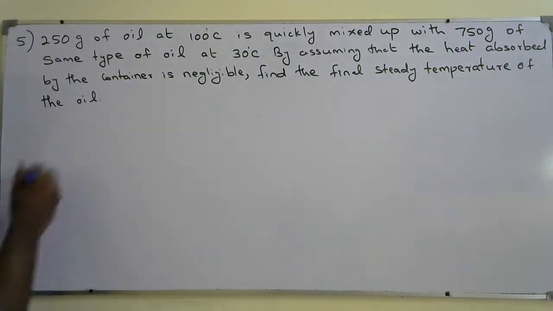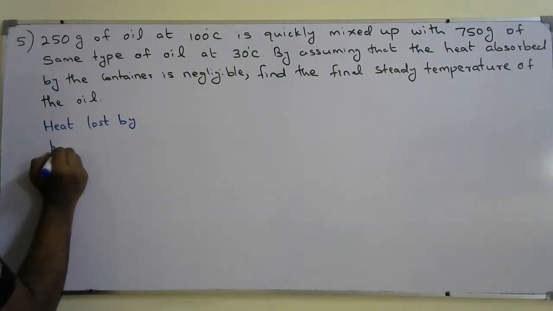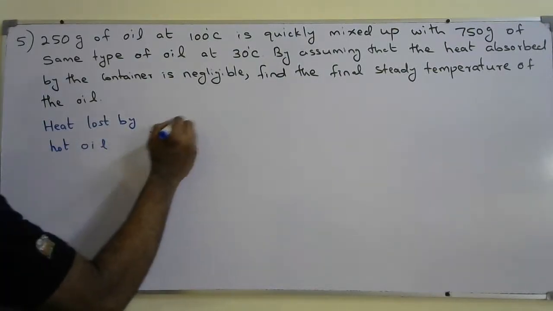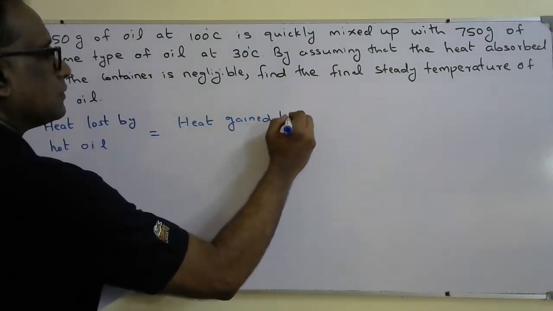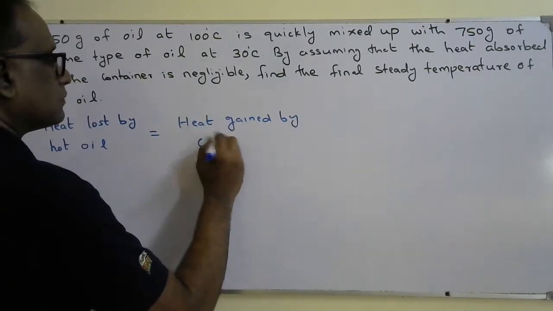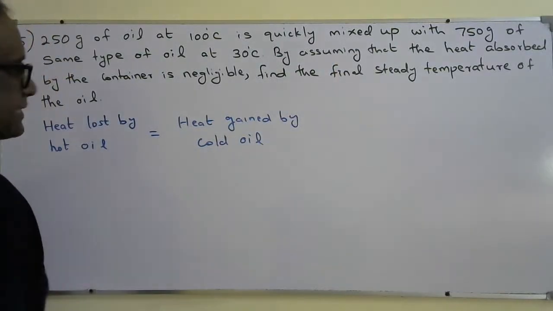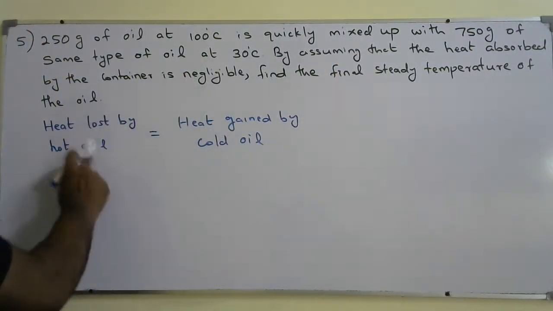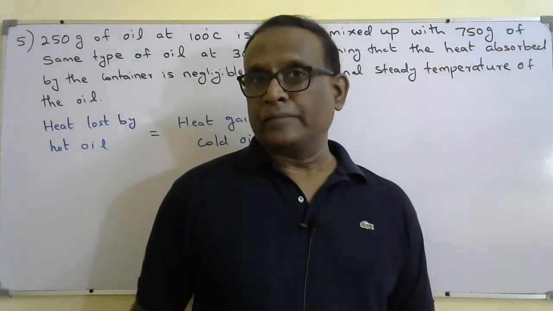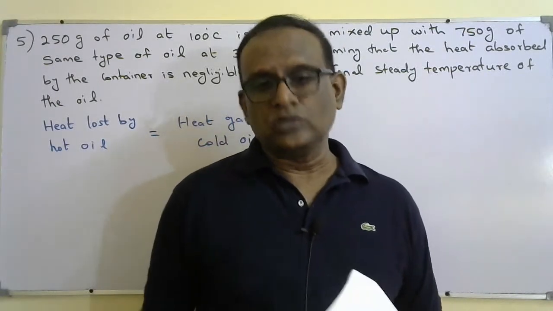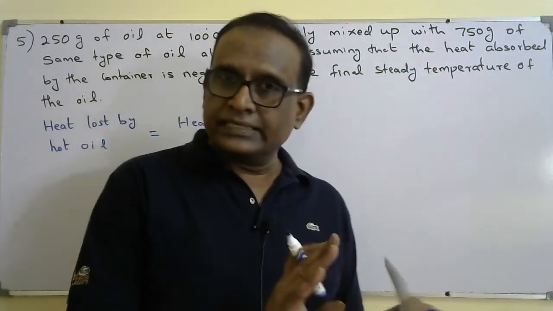Okay, so here we can say heat lost by hot oil is equal to heat gained by cold oil. Cold means which is at lower temperature, 30 degrees Celsius; I mean compared to this it is cold. So the specific capacity is the same. I told you it depends on the type of the material, regardless of mass, regardless of temperature. So both are the same type of oil, so they'll have the same specific heat capacity. Heat absorbed by the container is negligible.